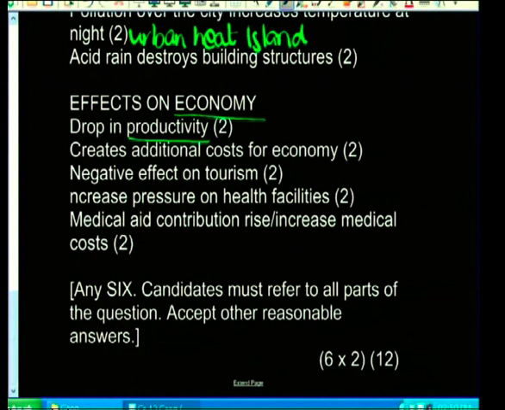Increased pressure on health facilities, those health facilities that are sponsored by the taxpayers and hospitals that belong to the country, those are put under severe pressure with the amount of diseases and things that the pollution has actually caused. Medical aid contributions rise and increase in medical costs.